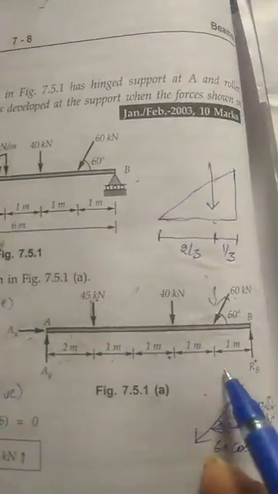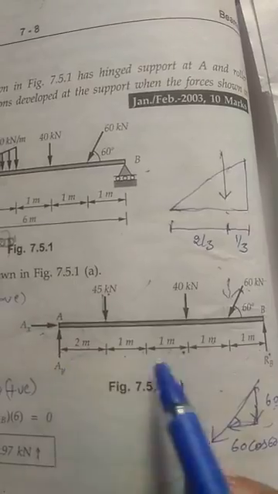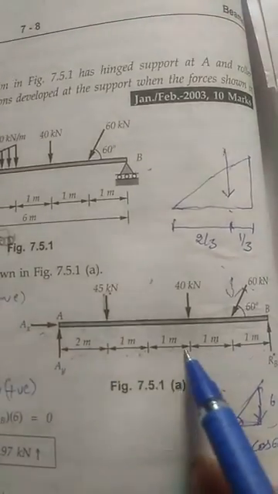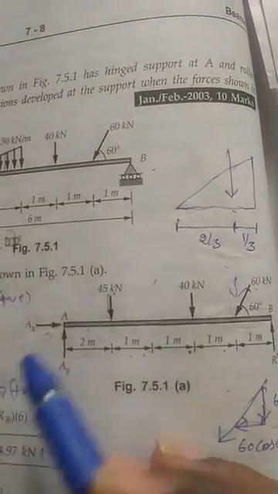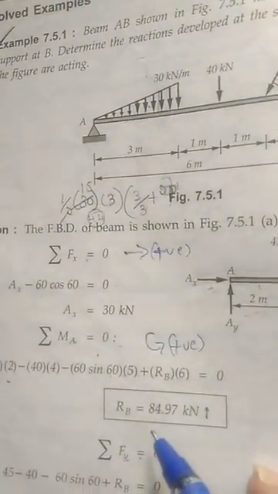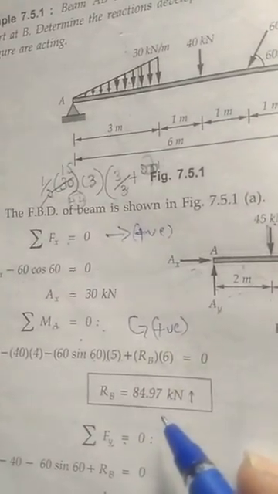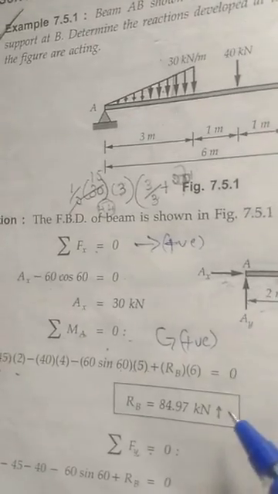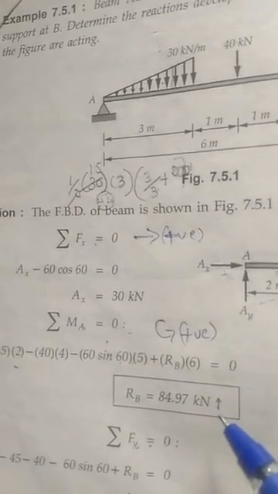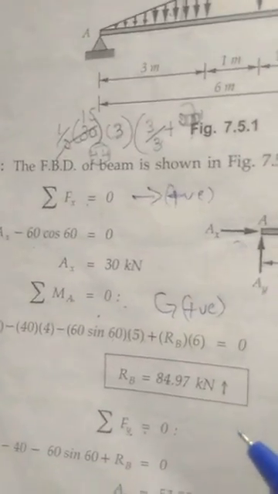You can see here RB, so RB into this distance, totally 2, 3, 4, 5, 6, RB into 6. It is moving in anti-clockwise direction, so it is plus RB into 6. If you resolve this, finally you will get RB equal to 84.97 kilonewton. You got the positive answer, so the reaction is in upward direction.